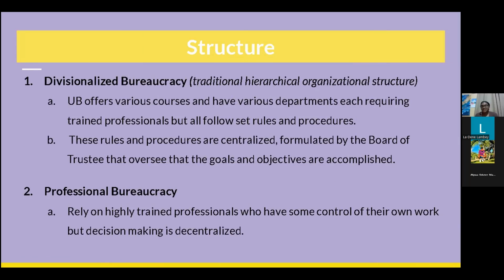The University of Belize structure is as follows. Divisionalized bureaucracy. Traditional hierarchical organizational structure. UB offers various courses and has various departments, each requiring trained professionals, but all follow set rules and procedures. These rules and procedures are centralized and formulated by the Board of Trustees that oversee that the goals and objectives are accomplished.